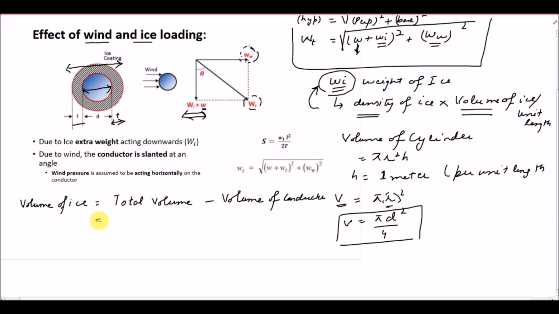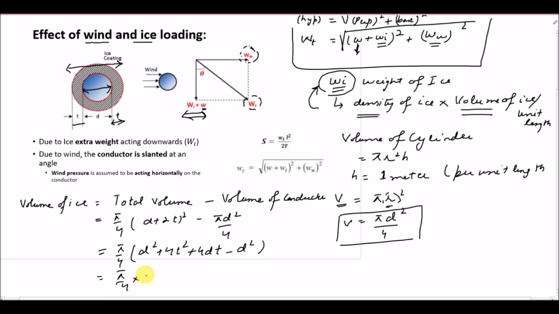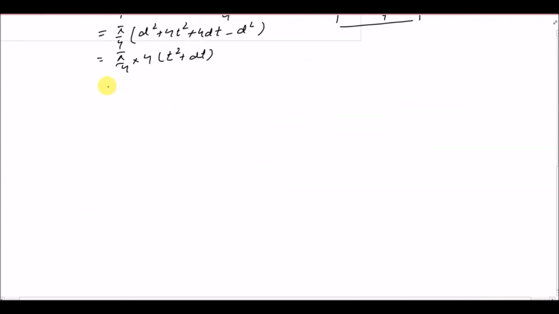So now the total volume formula will be pi by 4 into (d plus 2t) square minus, what is the volume of conductor that we have calculated? It is pi d square over 4, and after solving it will become pi by 4 into (d square plus 4t square plus 4dt minus d square), and it is pi by 4 into (4t square plus 4dt), and the final formula will be pi t (d plus t).